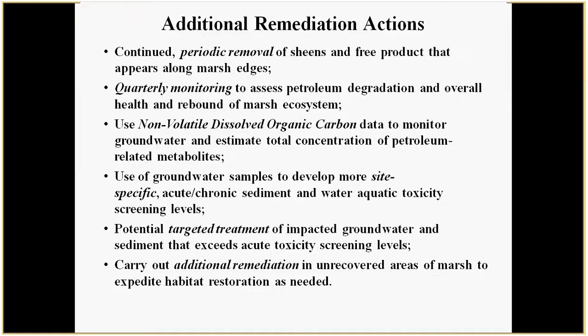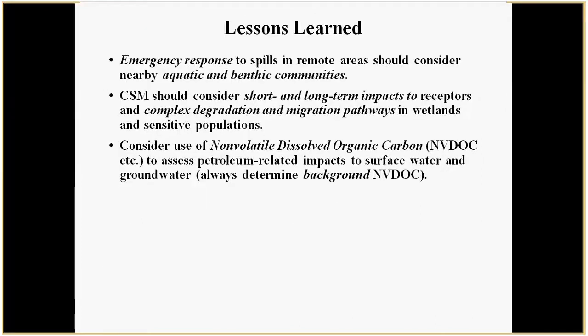Use groundwater samples now to develop more site-specific acute and chronic sediment and aquatic toxicity screening levels for these degraded compounds instead of the default published values. And then you could do some potential targeted treatment of impacted groundwater and even sediment that exceeds the acute toxicity levels, and carry out additional remediation as needed and as is accessible, to the point where you're not causing more damage than you're helping. Some of the lessons learned: emergency response to spills in remote areas.